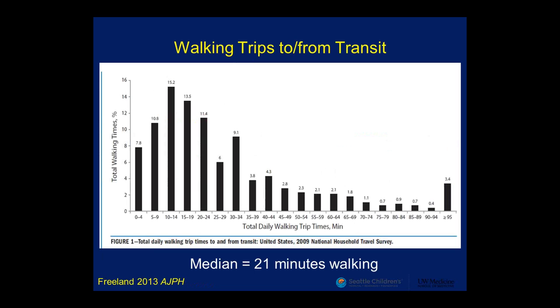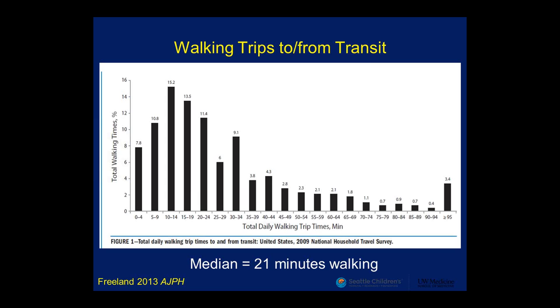And in fact, people have explored in nationally representative studies whether people get more physical activity as a result of taking transit. So here's data from the 2009 National Household Travel Survey, and it looked at total daily walking trips times to and from transit in the US in 2009. Here we find about a median of about 21 minutes of walking associated with taking transit during the day. We've got some folks on the low end who aren't taking much walking at all, and some folks at the very high end, but the median is about 21 minutes a day.